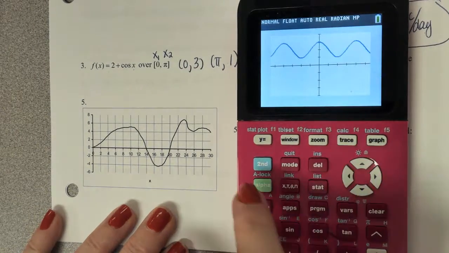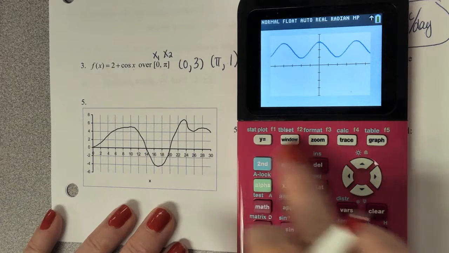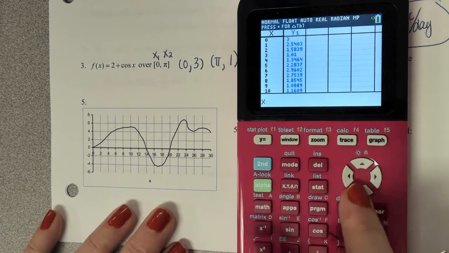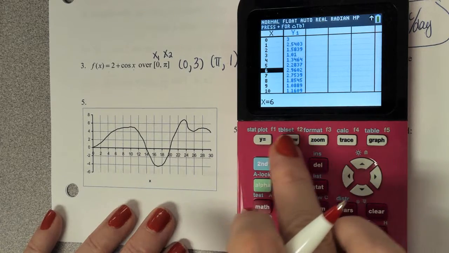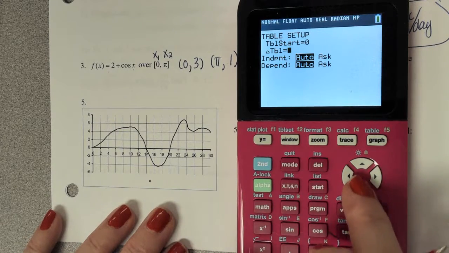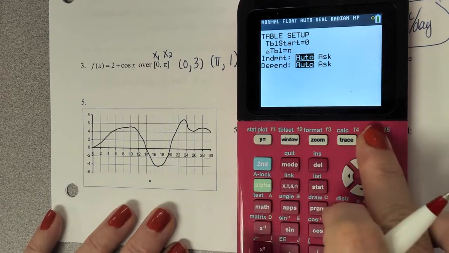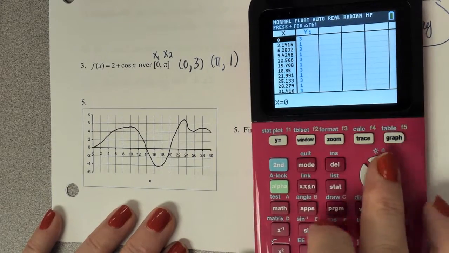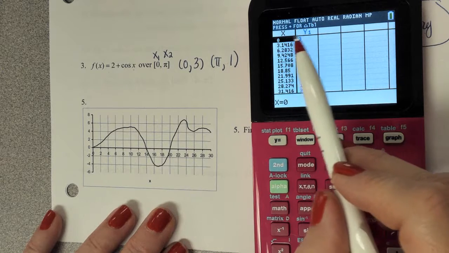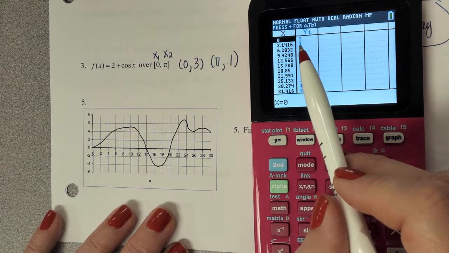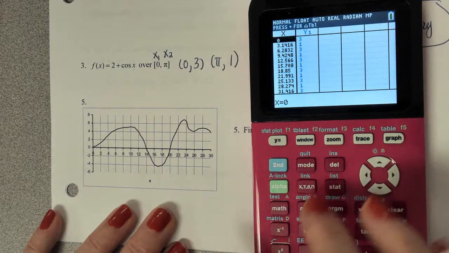Remember, I could also find those points on the calculator. But look, if I go to my table, that's not really what I want to see. So what I could do is set up my table to start at 0 and go up by pi. If I just want to see those points and check them, I can now see that when x is 0, here's my answer, and when x is pi, here's my answer. Just some quick ways I can do that.